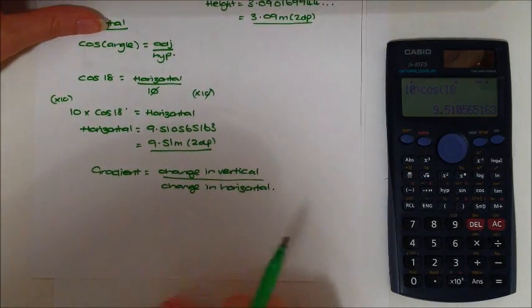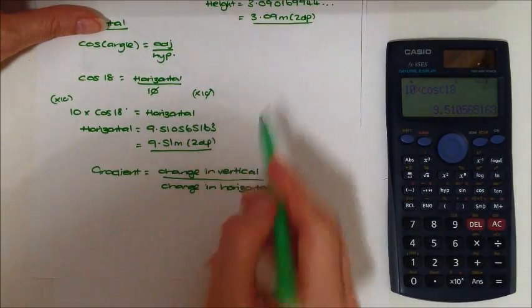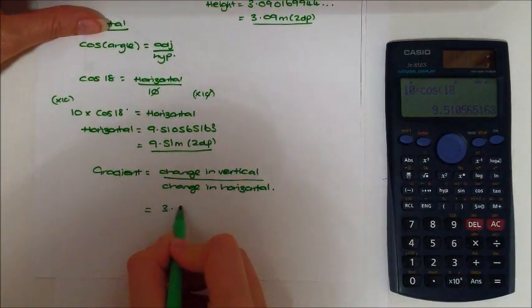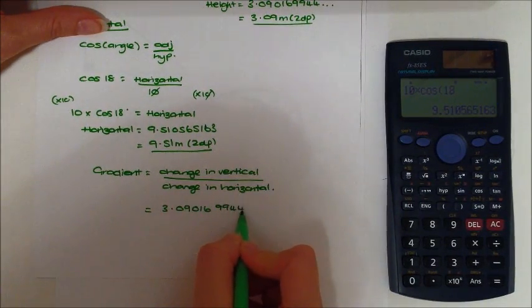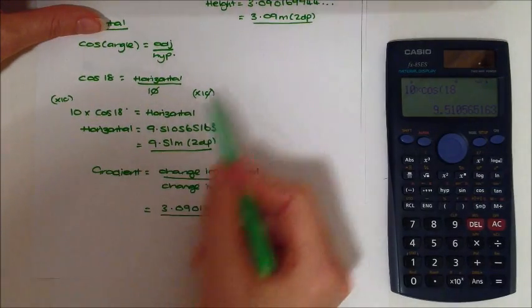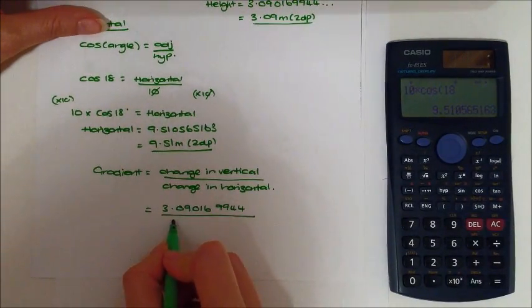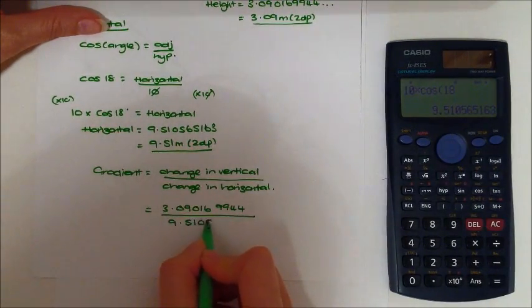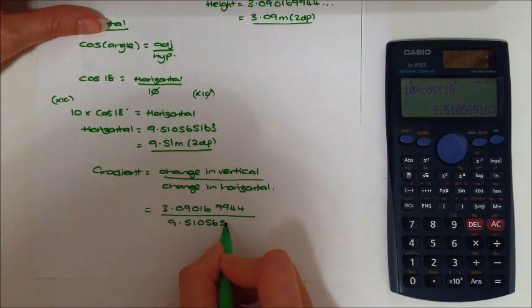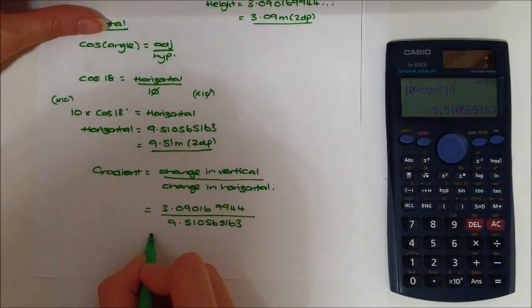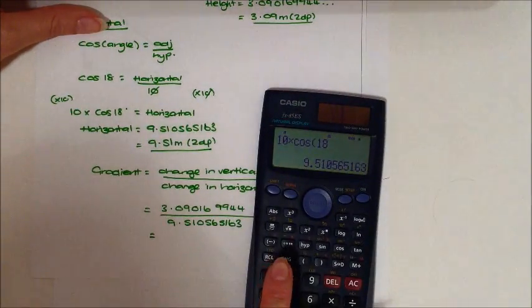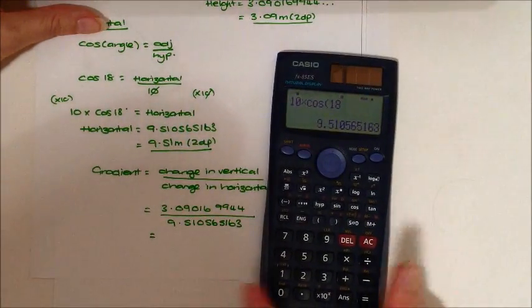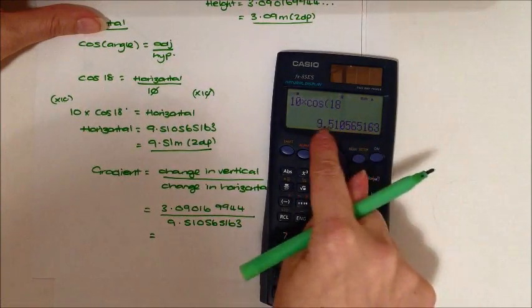So all we do now is we work out what our vertical one was, so that's our height. So this is 3.090169944 divided by our horizontal distance, which is 9.510565163. Seems a bit tedious, but it stops us getting rounding errors. Now you could use the answer button here if you know how to use it. So this here is my previous answer.